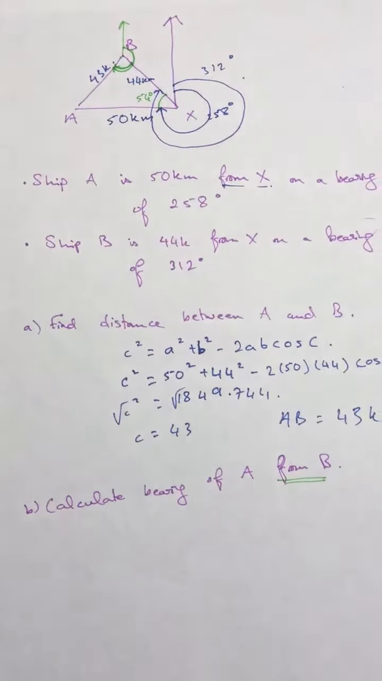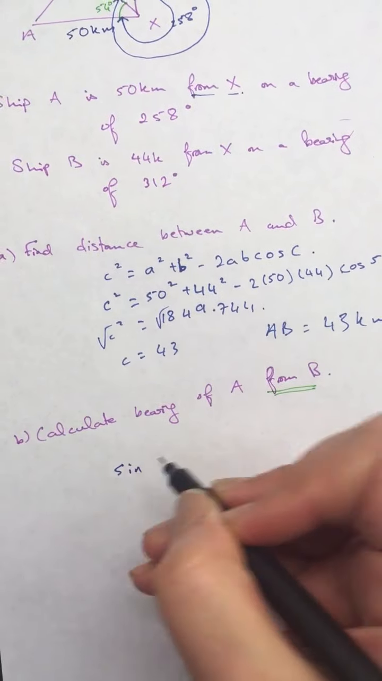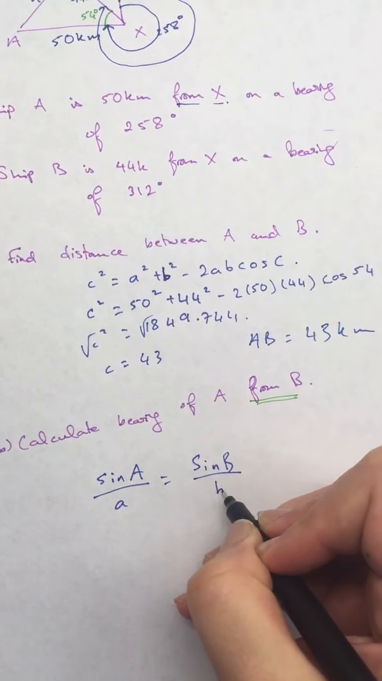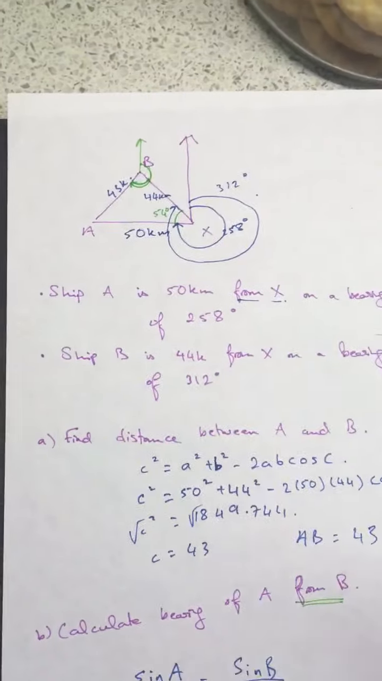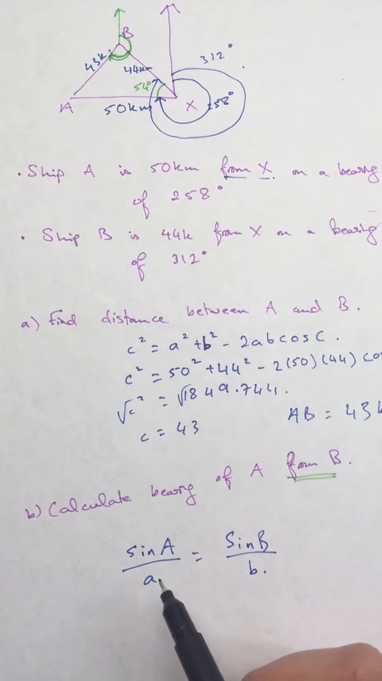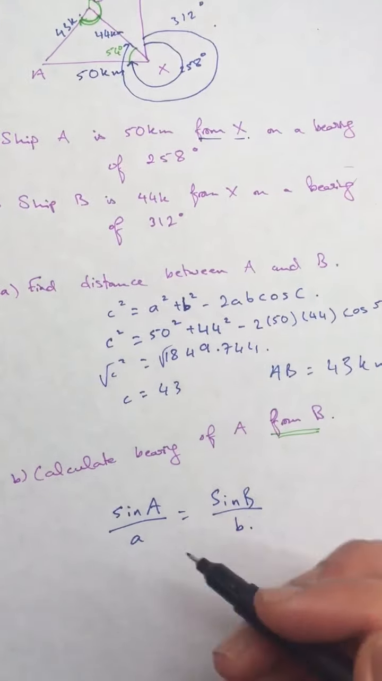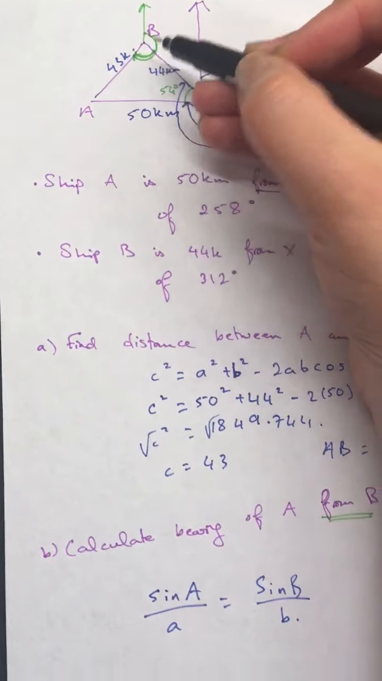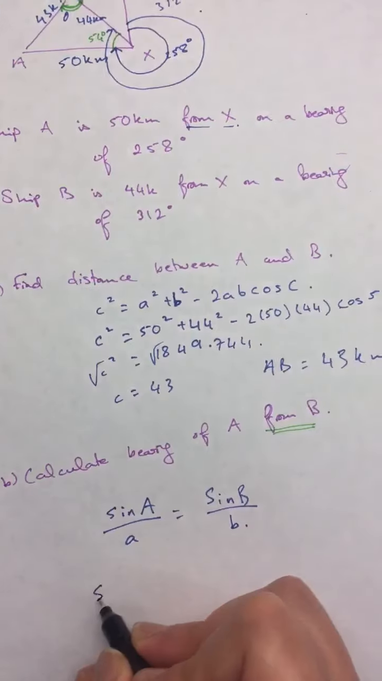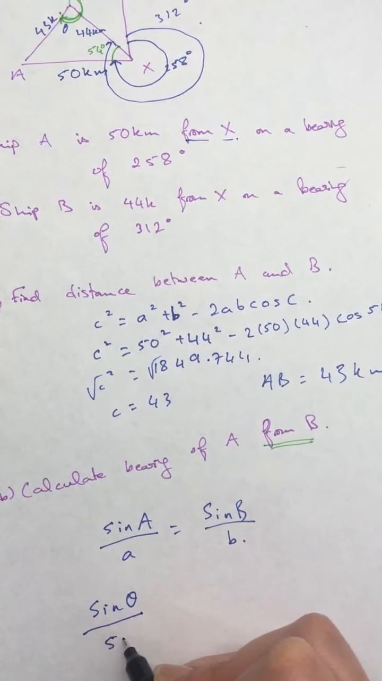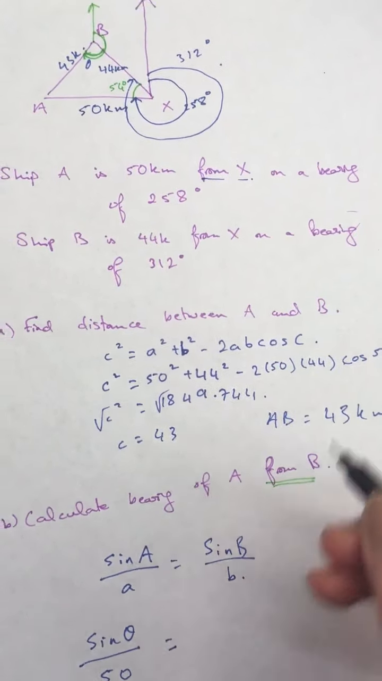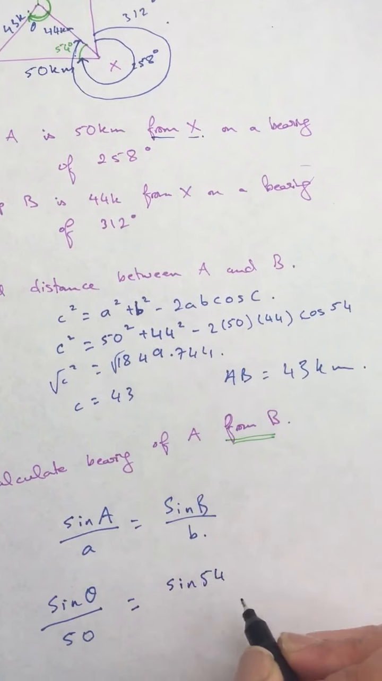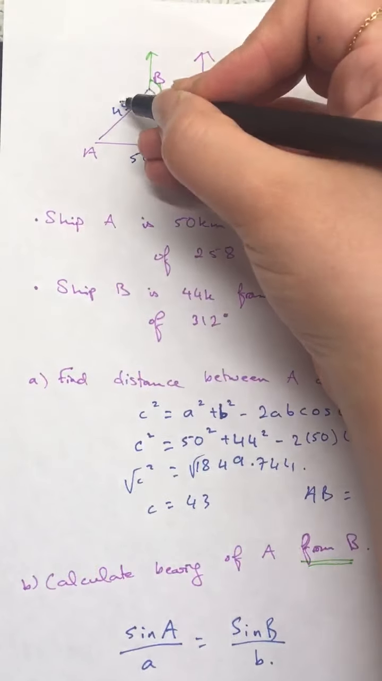So using the sine rule, sine A over A is equal to sine B over B. I put the sine at the top because I want to find the angle. Whenever you want to find the angle, put sine at the top. Sine A is what I'm trying to find, so this angle I'm trying to find. Let's call it theta. So sine theta over 50 is equal to sine B, so sine 54 over the opposite side, 43.